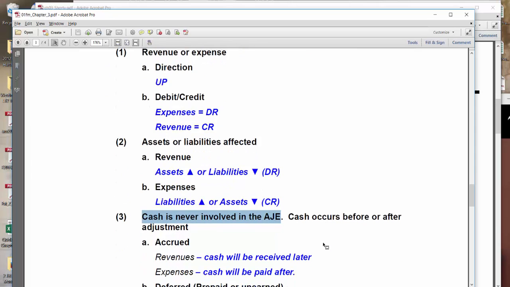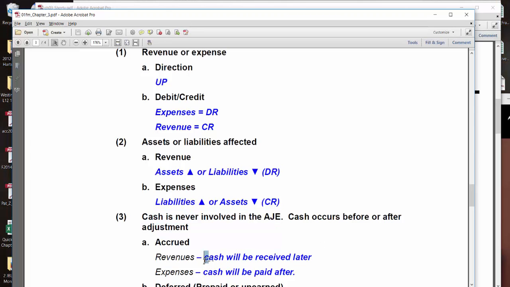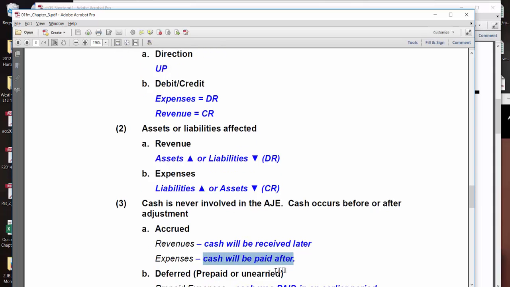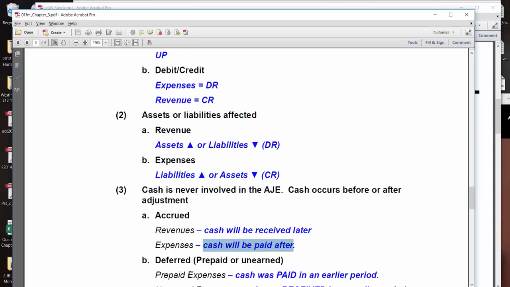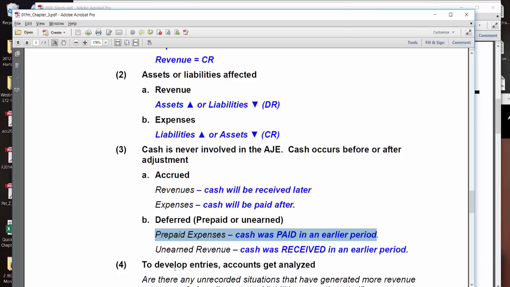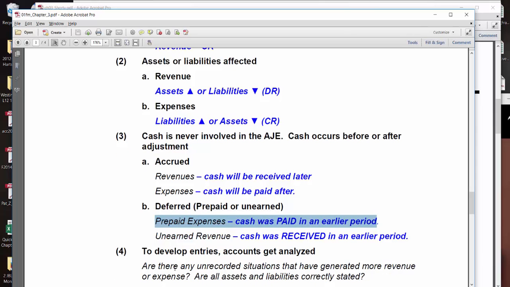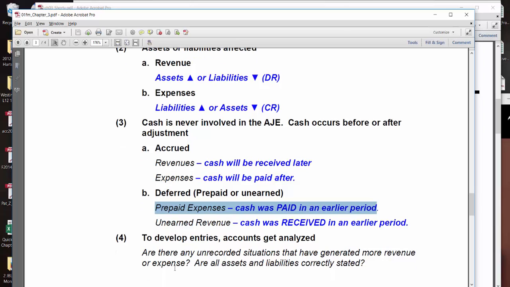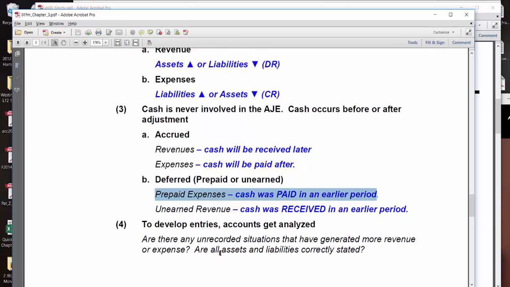So recap here. Accrued revenues, cash will be received later. Accrued expenses, cash will be paid later. Deferred type of adjustments: prepaid expenses, cash was already paid. Unearned revenue, cash was already received. So the accountant looks at the accounts on their trial balance and asks probing questions like, are there any unrecorded situations that have more revenue or expense that we need to reflect? Are all of our assets and liabilities correctly stated?